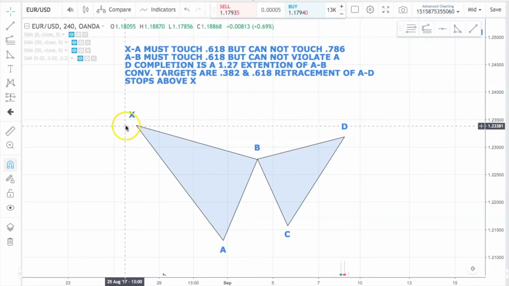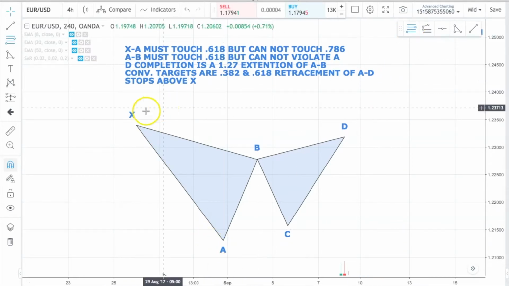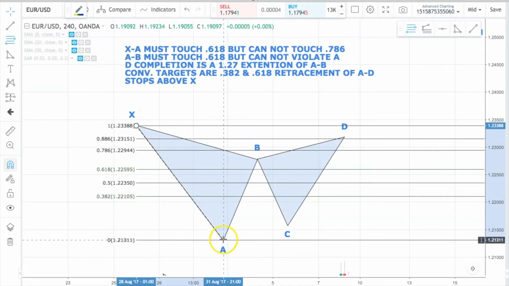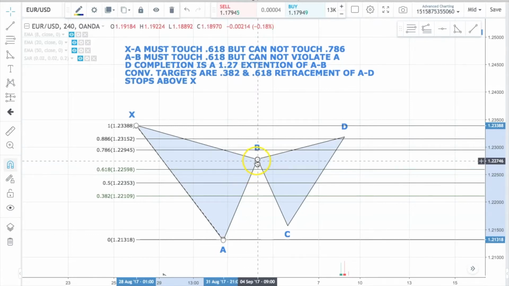You want to identify your initial anchor leg, your X to A leg. You're going to take your Fibonacci retracement from X to A. And like it says here, XA must touch the 618 but cannot touch the 786. So this can be your wick, this can be your candle. Either one has to at least touch the 618 retracement of this B leg, but cannot touch the 786. Touch the 786, you're getting into butterfly territory and it's not a Gartley anymore. So once we have that, you can see price came up, touched the 618 right here, but we didn't touch the 786. So that's our first measurement.